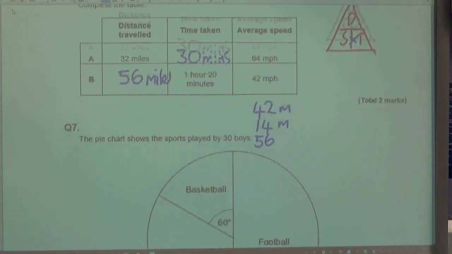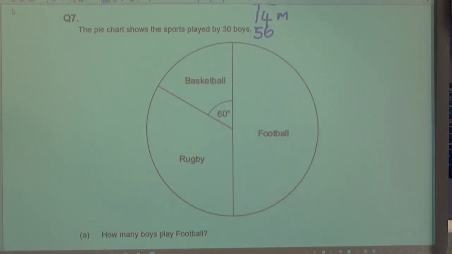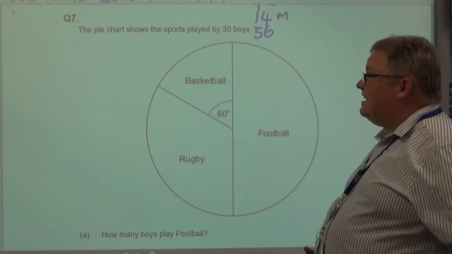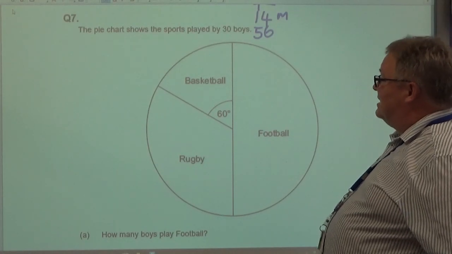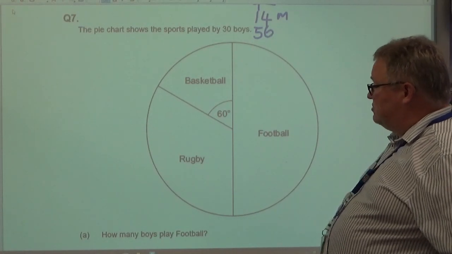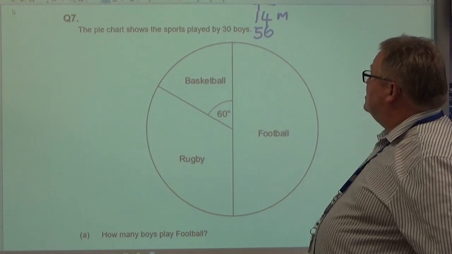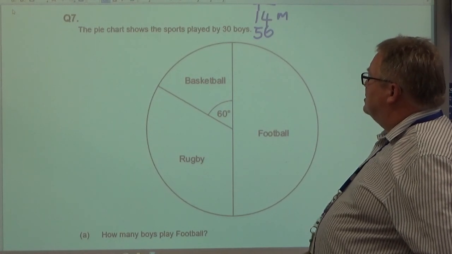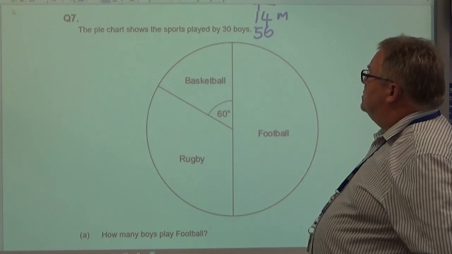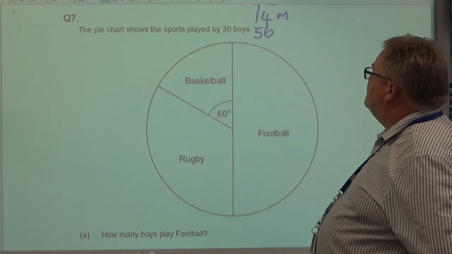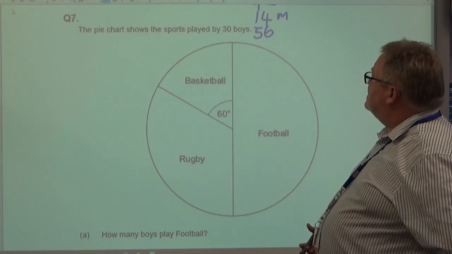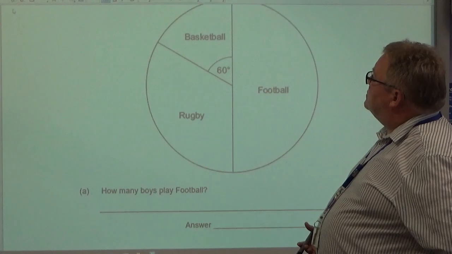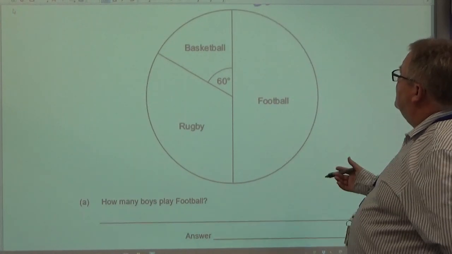So we've now got a pie chart, and this is interpreting a pie chart. Pie charts haven't come up yet in any of the questions in any sort of form, so highly likely to come up. So make sure you can work out how to do pie charts and how to interpret them as well. So the pie chart shows the sports played by 30 boys.